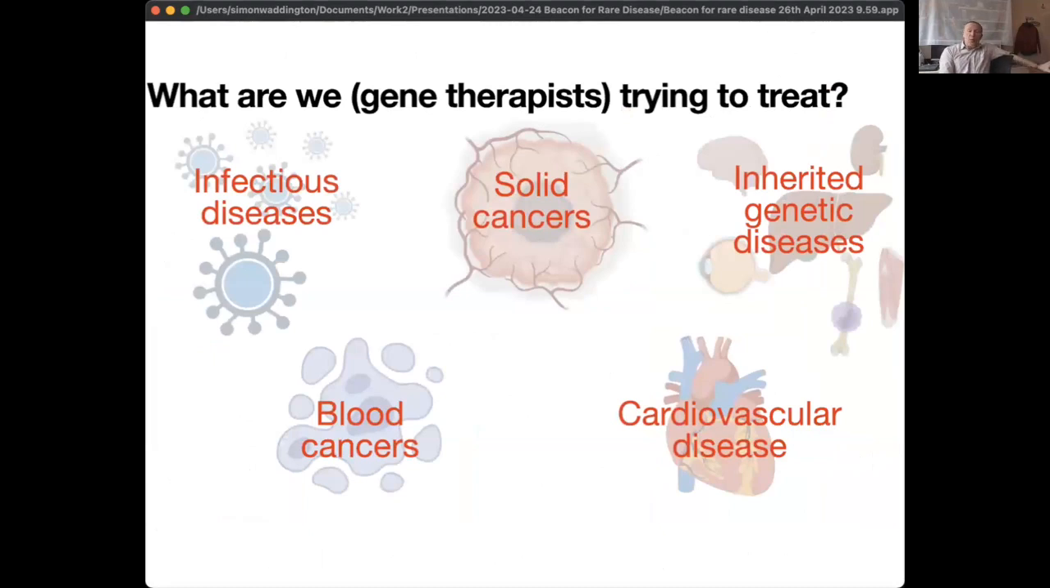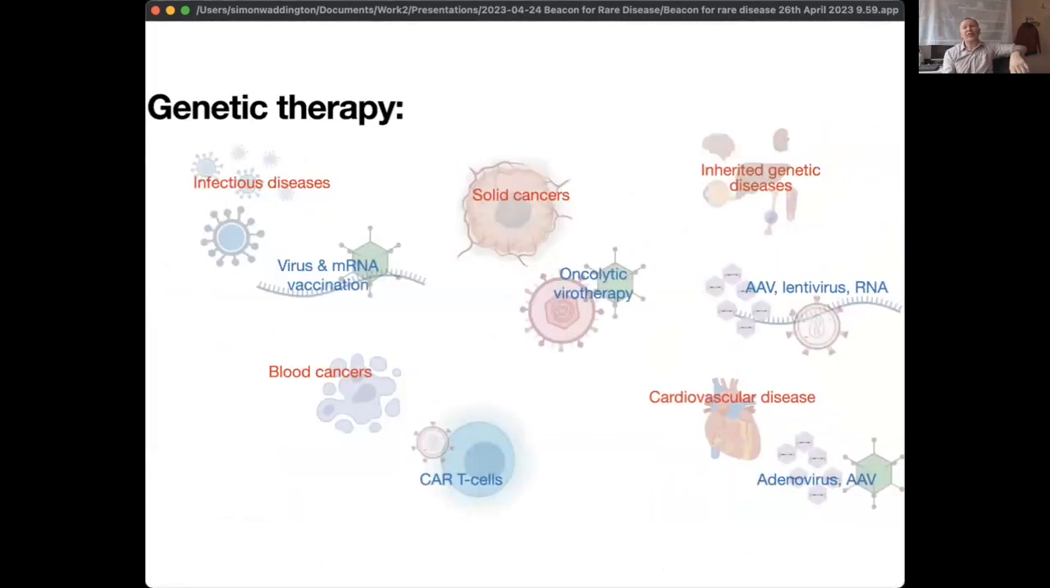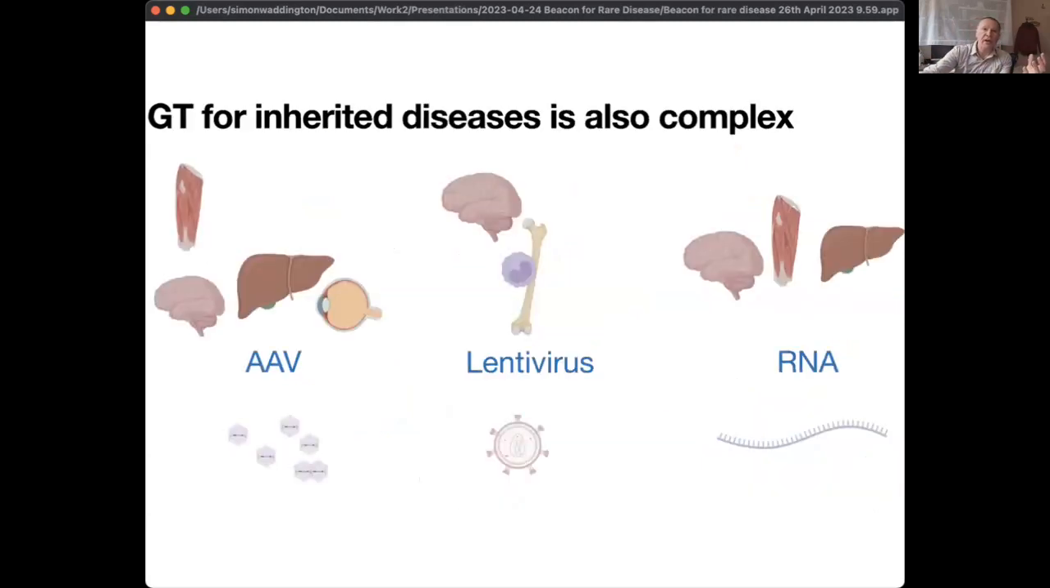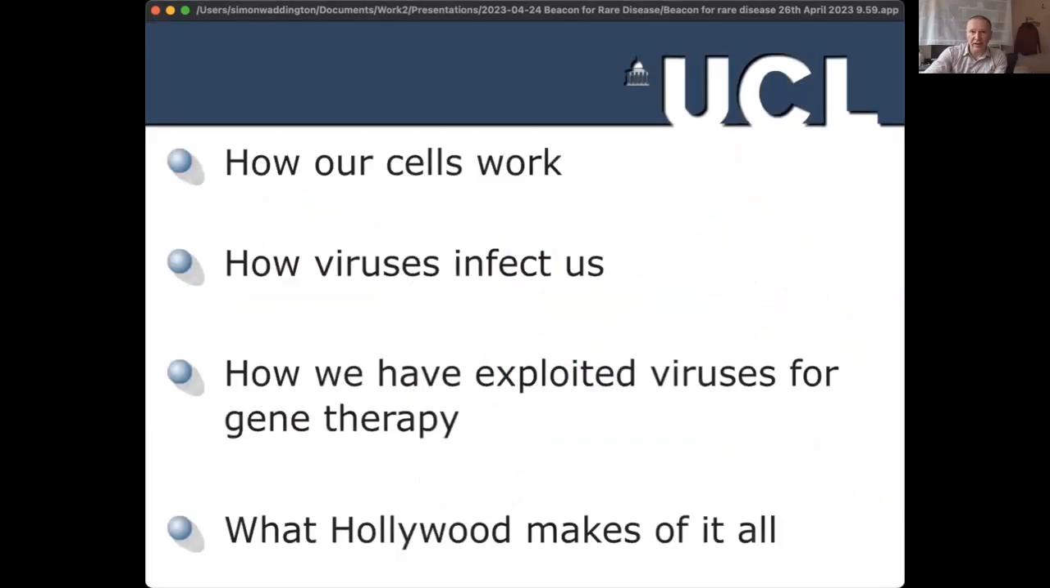So as I said earlier, we're trying to treat in gene therapy a huge range of different diseases. We're using genetic therapies as vaccinations. We're trying to treat solid cancers and blood cancers and cardiovascular disease and inherited genetic disease. And to do this, we're using a whole range of different technologies. We're using viruses, non-viral technologies, stem cells. So I want to leave it at that point, to say that gene therapy is complex and wide-ranging, and isn't just a single technology, and it's specific technologies for specific indications.